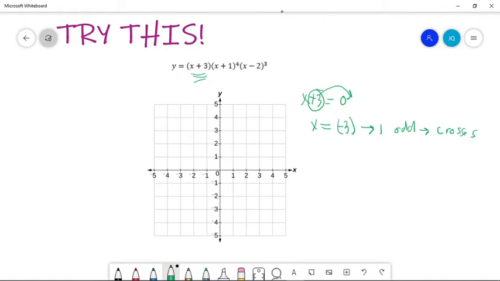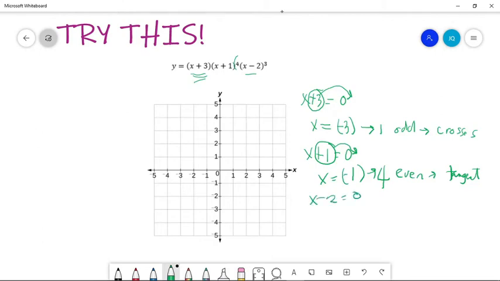Next, our second factor, x plus 1 equals 0. Let's move it to the other side. So x equals negative 1. The sign changes. What is the multiplicity? There are 4 negative 1's as the root. So that is even, so that is tangent. Okay, next, the last factor, which is x minus 2 equals 0. So x equals, let's move it here, it will change because it passes through the equal sign. So from negative it becomes positive.